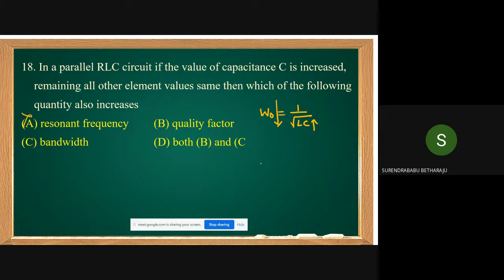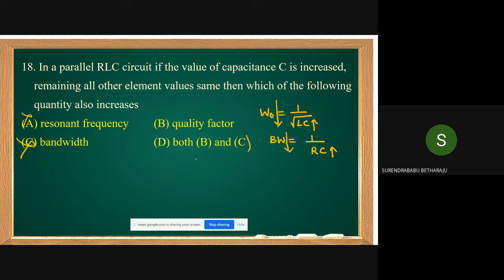What is the bandwidth formula? Bandwidth equal to 1 by RC, students. If the capacitance increases, the bandwidth decreases. That means the bandwidth also does not increase. That is, option C is also wrong.